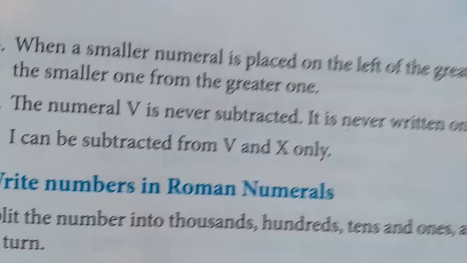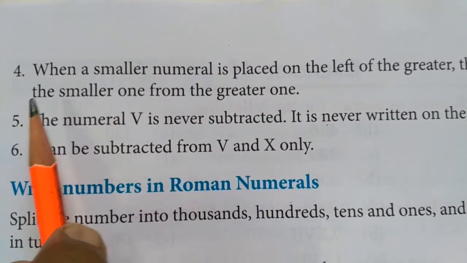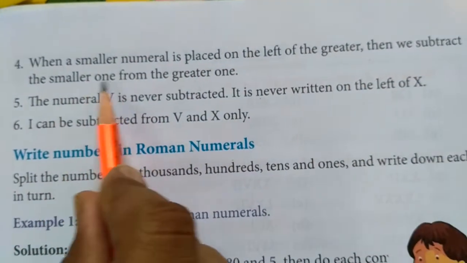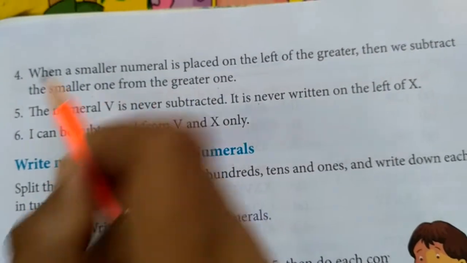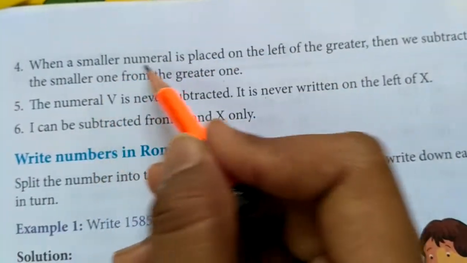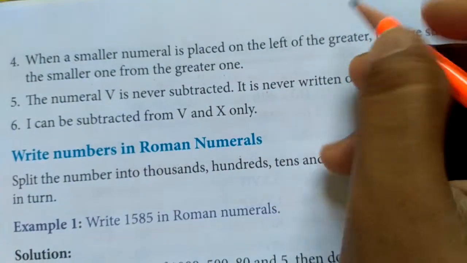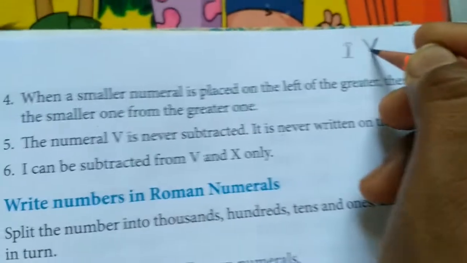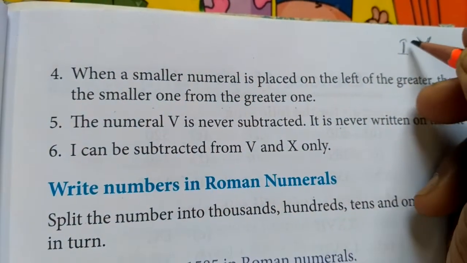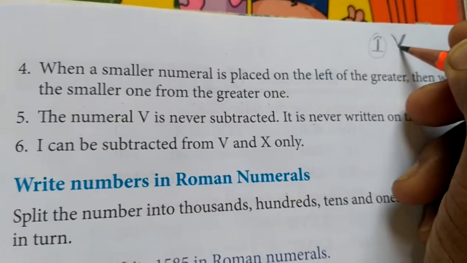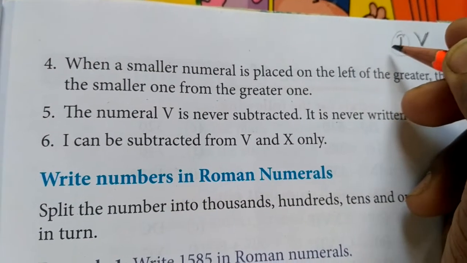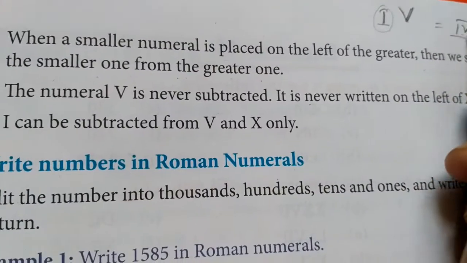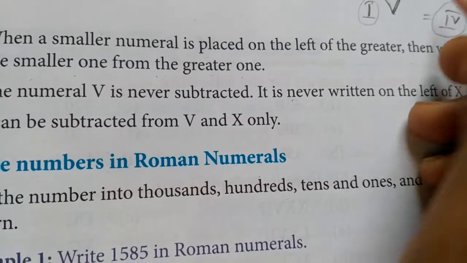Moving on to the fourth rule. When a smaller numeral is placed on the left of the greater, then we subtract the smaller one from the greater one. It is just the opposite of the previous rule. Suppose 5 is greater, and 1 is the smaller numeral placed on the left of this greater numeral. Then we have to subtract this smaller numeral from this greater numeral. So after subtracting 1 from 5, it will become 4. Okay, so this particular symbol will indicate 4.